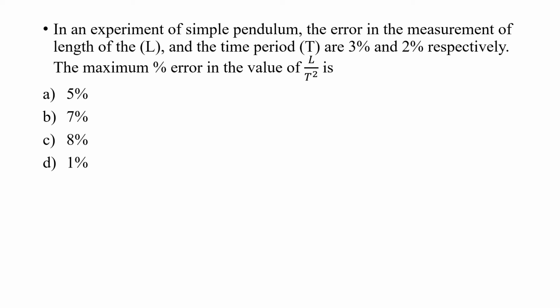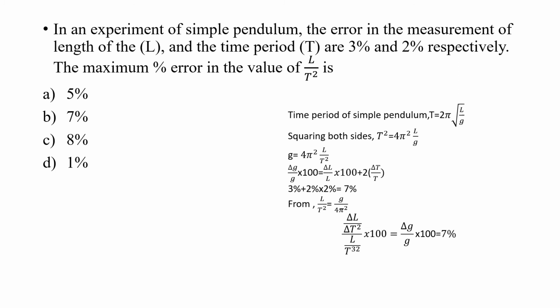That is, the time period of a simple pendulum is represented as T is equal to 2 pi into root of L by g. Squaring on both sides, we get T square is equal to 4 pi square L by g. Hence, g is equal to 4 pi square L by T square.